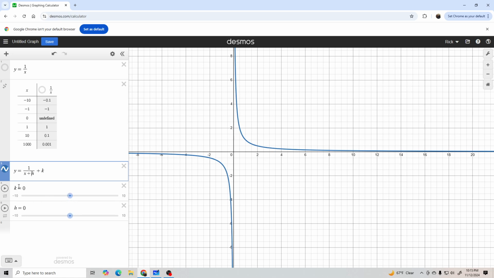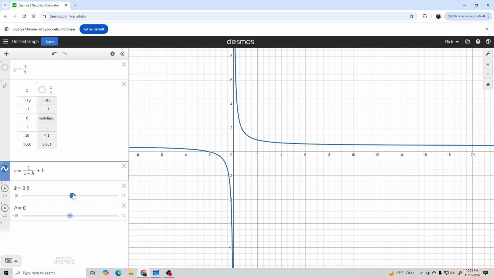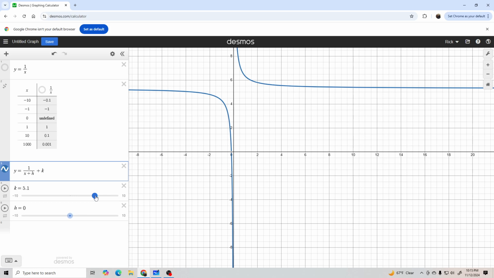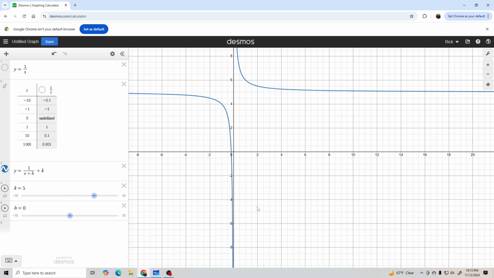First we're just going to do k, because k is very simple. If we make k 5, what should happen? Well, we said before that k is the vertical shift, so as we move k up, the graph should move up. Watch what happens. Let's go up to 5. Normally it wouldn't be able to cross the x-axis.